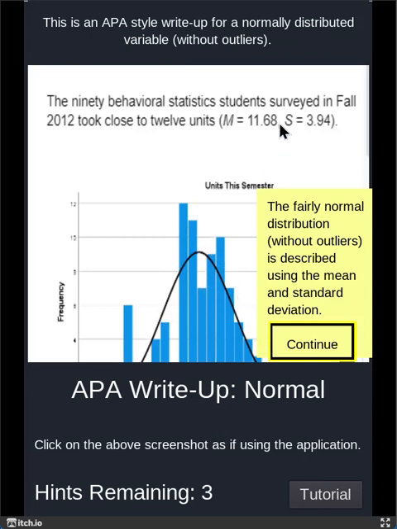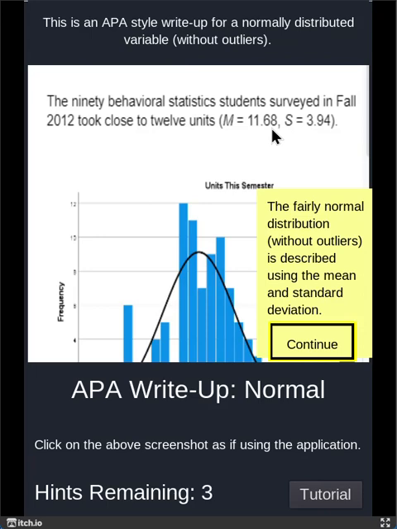So we're going with the mean and standard deviation. And look how tight this sentence is, right? We're conveying a lot of information in a very short, tight sentence. And we have within the parentheses our measure of what's typical. That's the mean, uppercase italicized M equals 11.68. And we also have a measure of the variability, and that's this uppercase italicized S, standing for the standard deviation, equal to 3.94. So those are our stats.